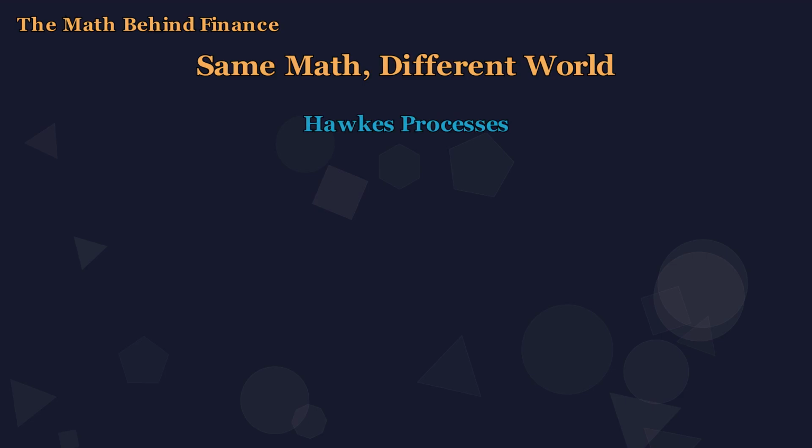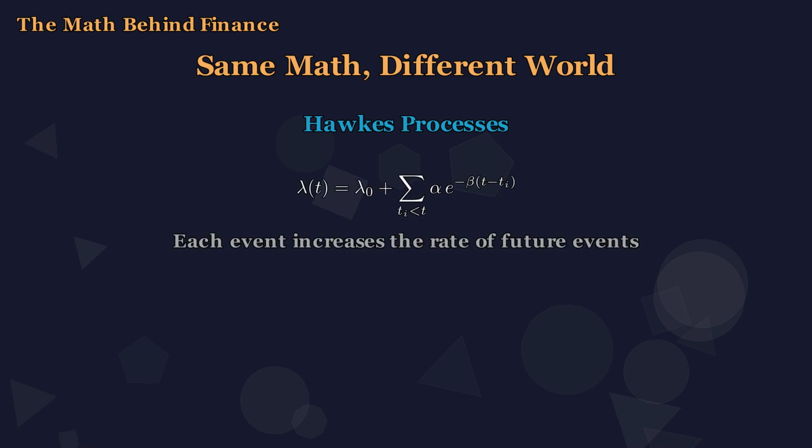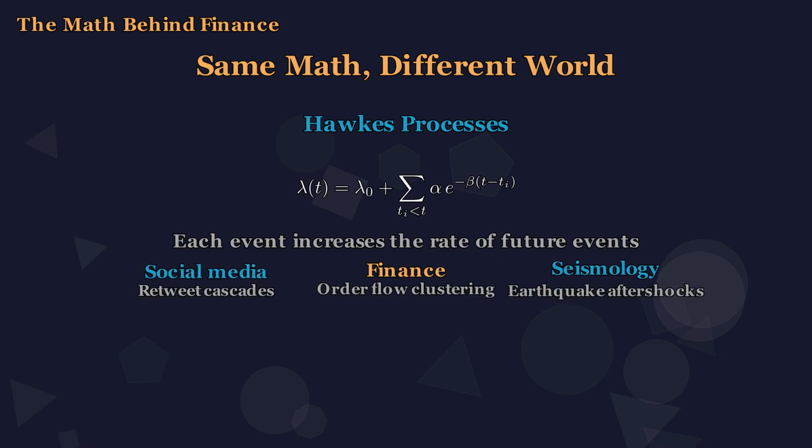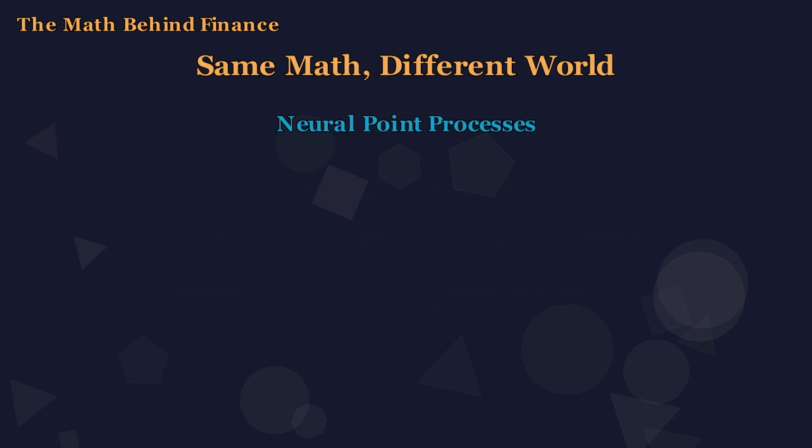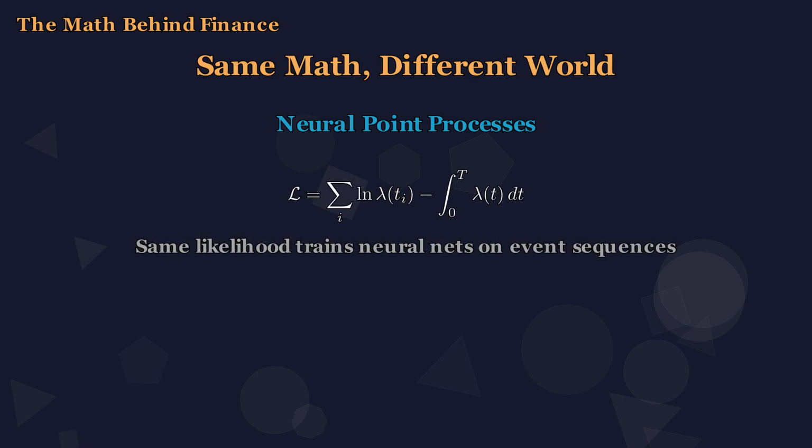The Poisson process we built today is not just for stock markets. Add one twist, make the arrival rate depend on past events, and you get a Hawkes process. Each event excites the rate, triggering cascades. Twitter retweet storms, earthquake aftershocks, and high-frequency order flow all follow this math. The same Poisson likelihood we used for pricing, the product of rates at event times the survival probability.